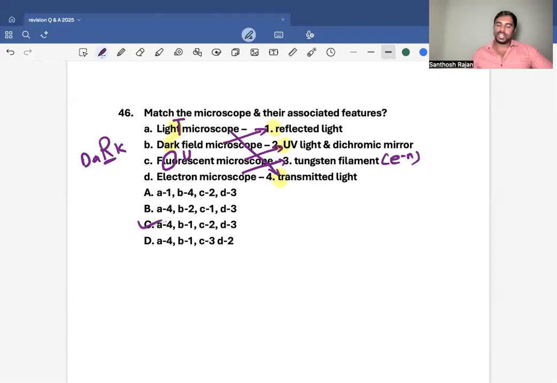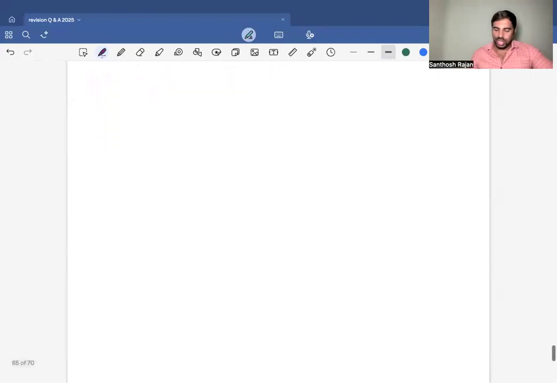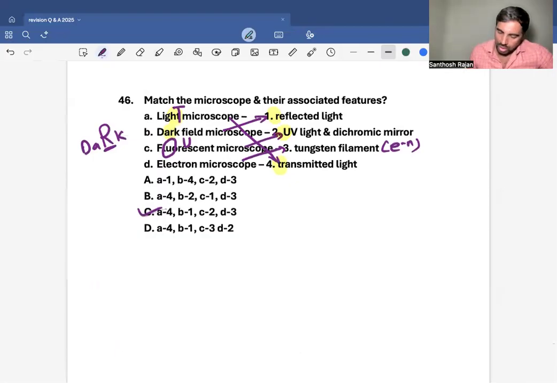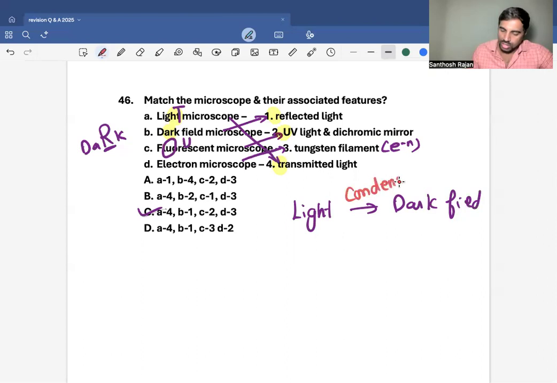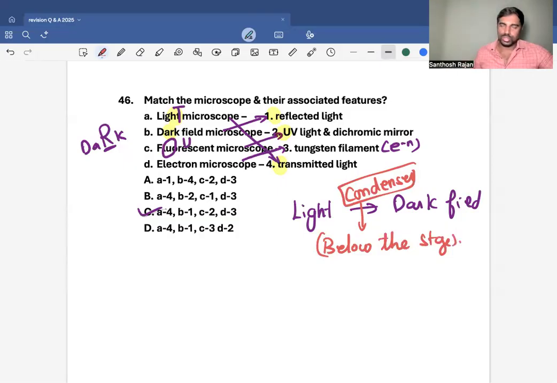So the light can be also one question they can ask. And the maximum they can ask is, if you want to convert a light microscope to a dark field microscope, the thing to be changed is the condenser. That's very important. And always note, the condenser is always below the stage. That's one important point that I want to stress.